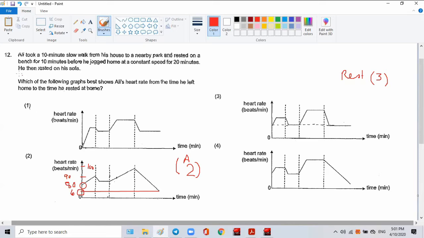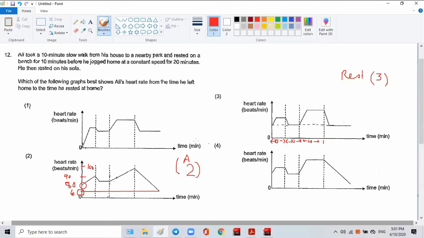Let me explain why it is number 3. Each portion must be timed: the 10 minutes and 10 minutes must be the same interval, and then the 20 minutes must be the same. Cannot be one big, one small. The 10 plus 10 must add up to the size of the 20. I'm looking at a chart like that.